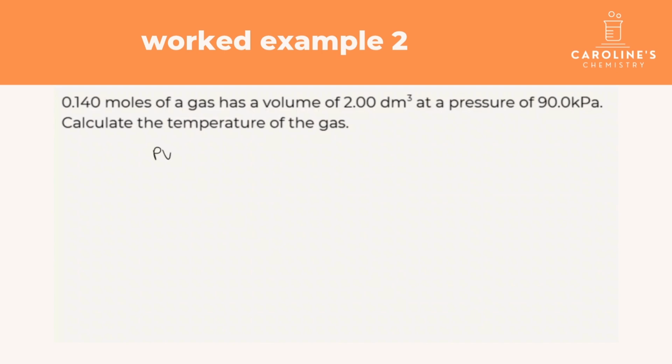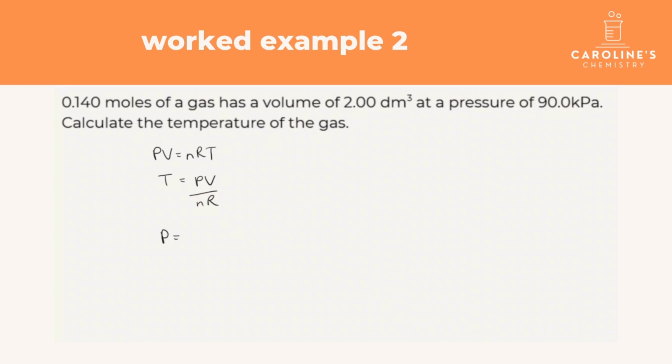Let's start the same way by writing out the equation. PV is equal to nRT. In order to find out the temperature, we're going to divide both sides by nR. So that becomes PV over nR. Now let's consider each of these terms and any unit conversions we need to make.